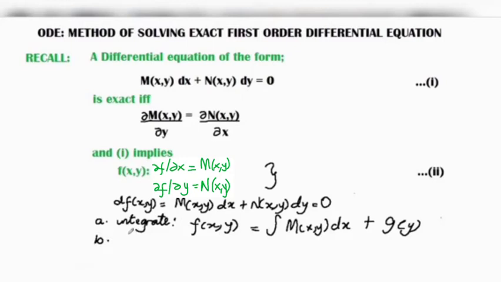Step 2, simply differentiate. See, solving an exact equation is just as simple as IDI. Integrate, differentiate, integrate. So here we are going to differentiate again. The reason why we are differentiating is because we need to know what g of y is, and to get this g of y, we need to be able to equate it to something.